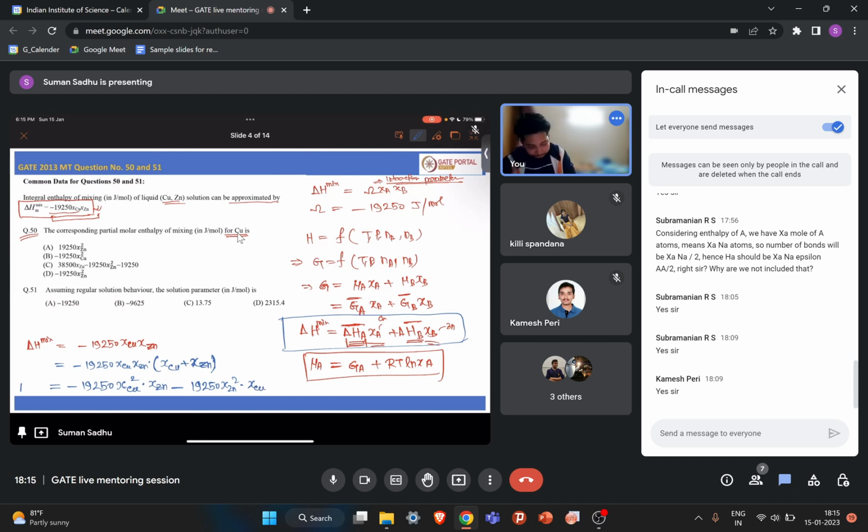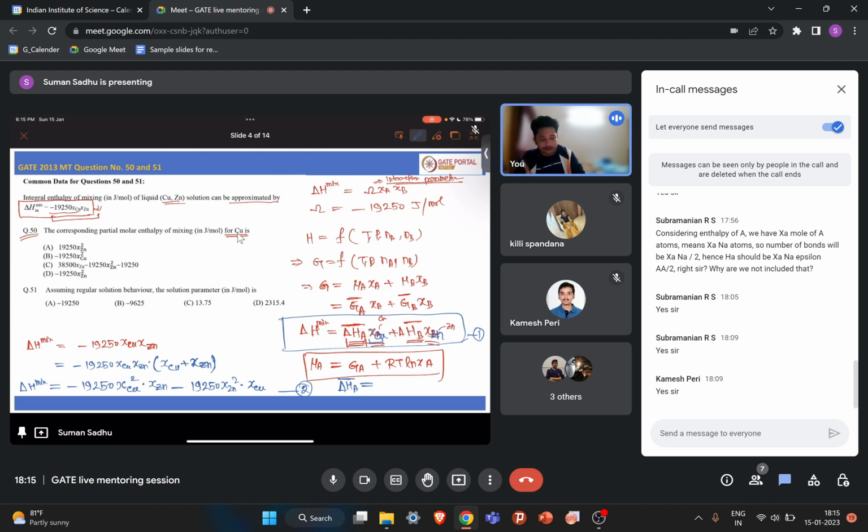Okay, this is your delta H mix. Now compare this equation. Let's say this is equation 1 and this is equation 2. What will be your delta H A bar if you compare equation 1 and equation 2? So in case of delta H A, this coefficient is X of copper, right? This is X of copper. This is X of zinc.